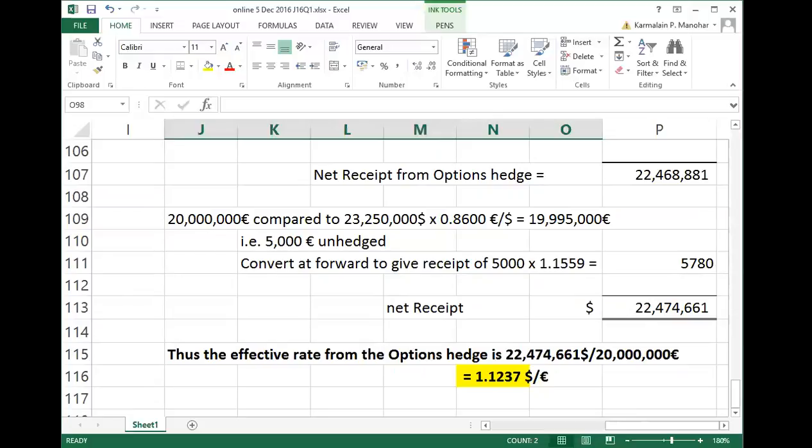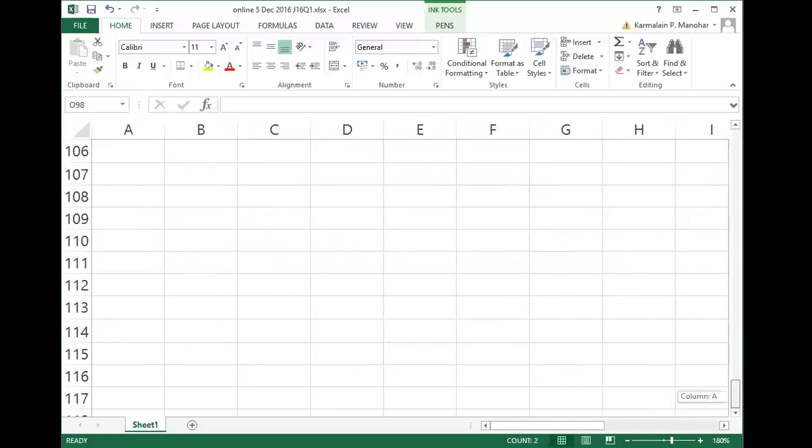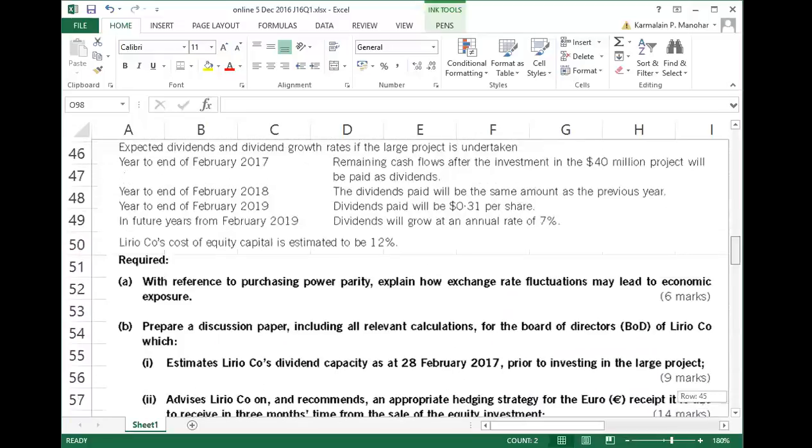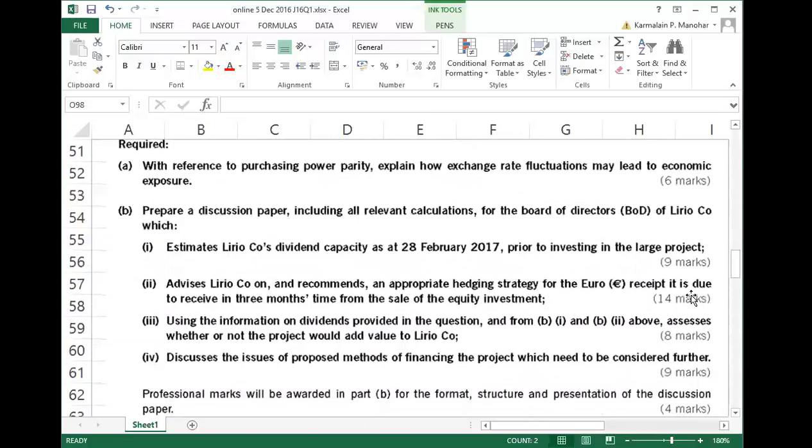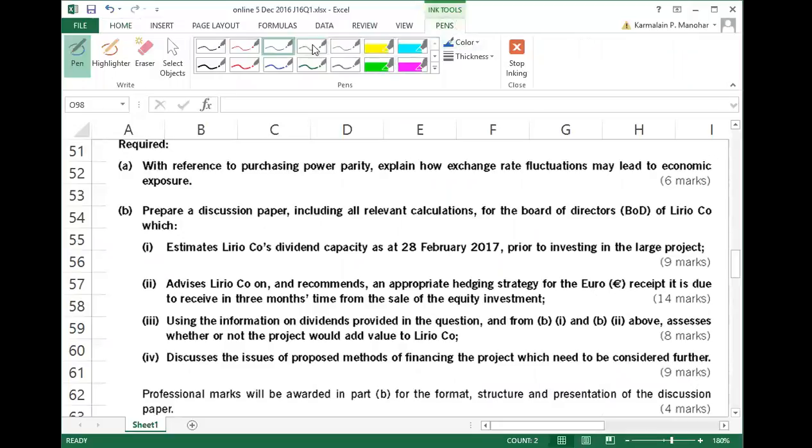So let's begin. So we are looking at this dividend capacity business. Let's see. Where is that? B part 1. Estimate the company's dividend capacity as 28 February prior to investment in this large project. So let's try and get dividend capacity. How do we identify that? So prior to the investment, right?